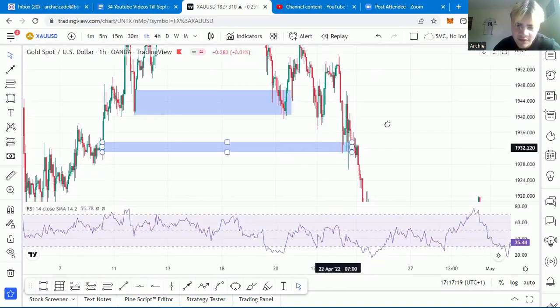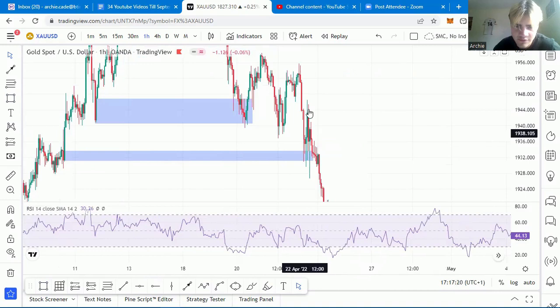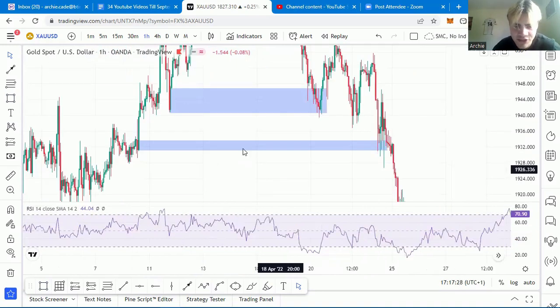That's your move. That's your 30, 3 to 70 pips, however much you're risking on this. That's your trade. Imbalance, oversold, caught the profit.